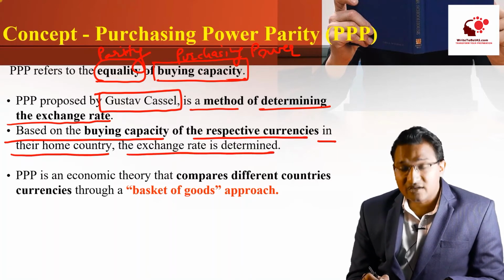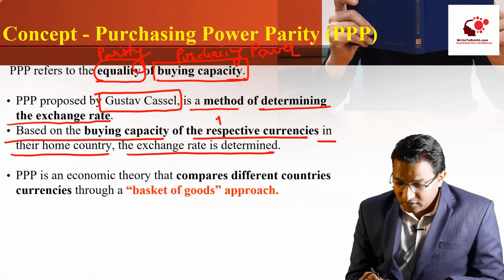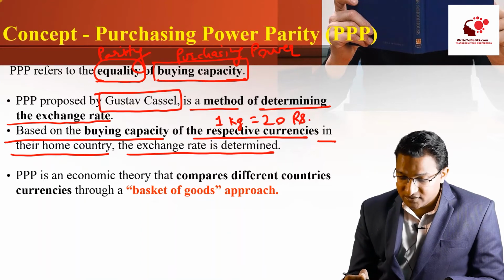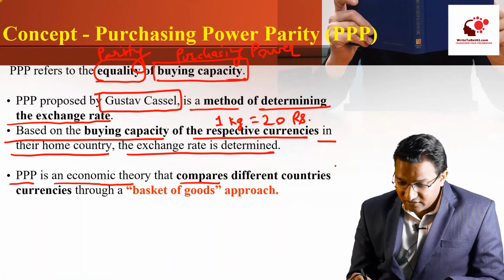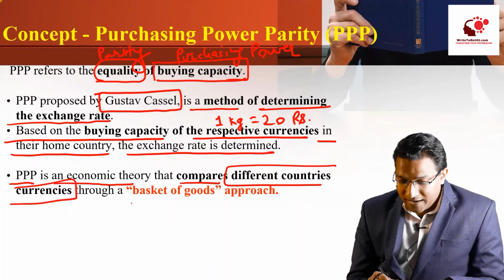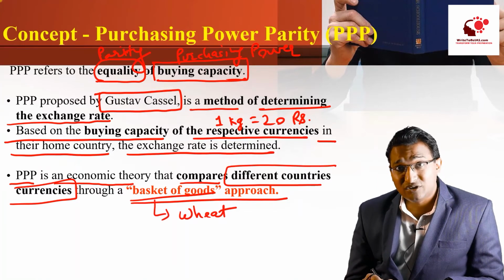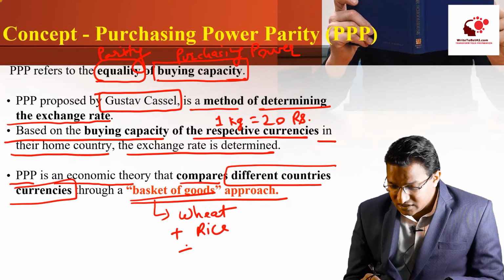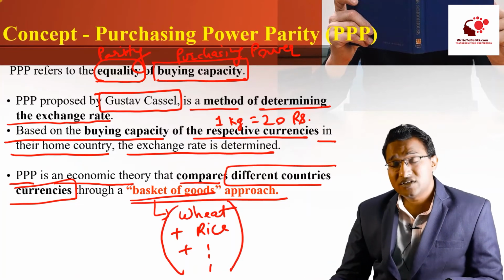The exchange rate is determined. So we discussed the example based on the buying capacity of the respective currency, right? So 1 kg of wheat can be purchased for just 20 rupees. PPP is an economic theory that compares different countries' currencies through a basket of goods approach, right? In our example, we took wheat only, but definitely wheat is not the single item in the country. There are many items, so we can include wheat, we can include rice, and so on. So we actually compare the basket of goods, not just one good.